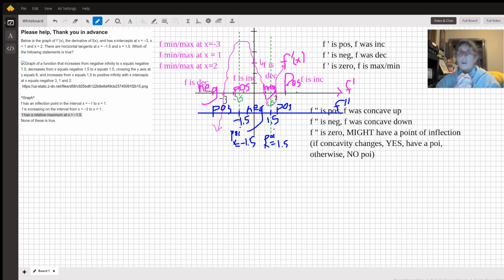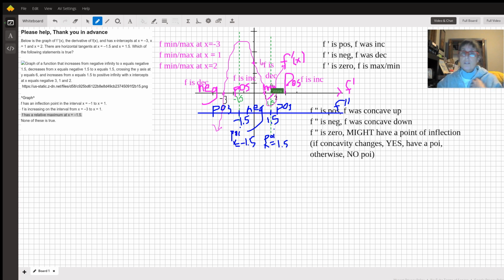So we can tell all those things just from the graph of f prime. Where it's negative, the original function was decreasing. Where it's positive, the original function was increasing. Where it's 0, we had a minimum or a maximum.